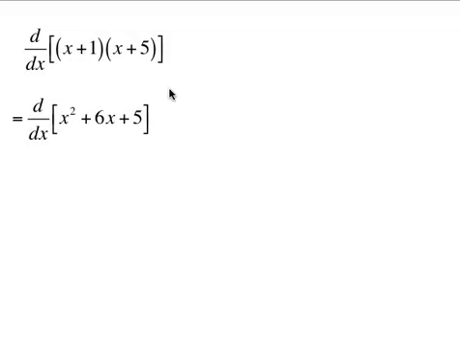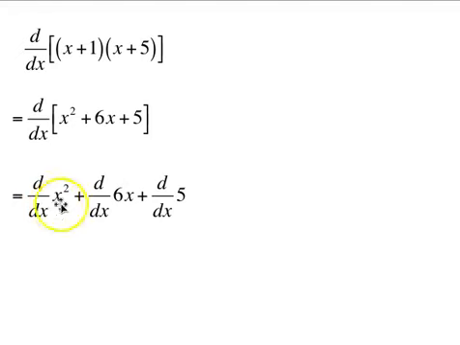The derivative of the sum is the sum of the derivatives: derivative of x squared plus derivative of 6x plus derivative of 5. Derivative of x squared is 2x, derivative of 6x is 6, derivative of 5 is 0. So we get 2x plus 6, which is not the derivative of this, 1 times the derivative of that, 1. 1 times 1 is not the derivative. How do I get 2x plus 6 from that kind of problem? Well, to answer that, we have to look at the product rule.